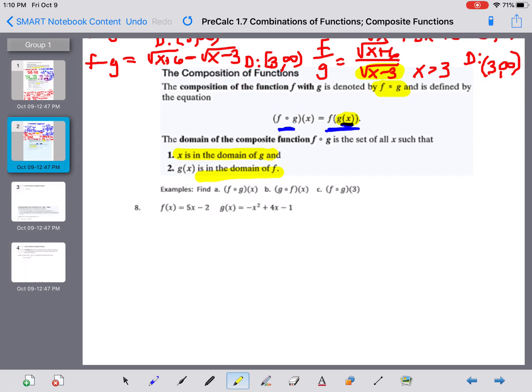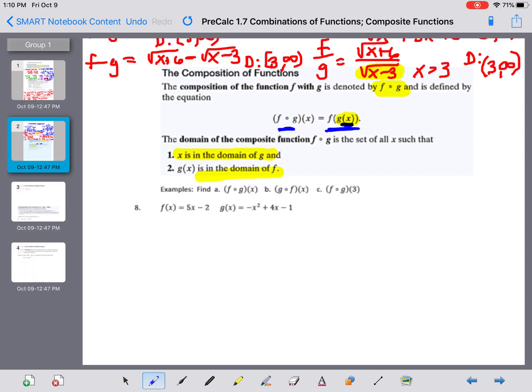So a couple different things we're going to go through here. Just to show you there is a difference depending on the order they give you the composition of. So the first one, f of g of x, then we're going to flip it for g of f of x, and finally we're going to actually do one with a value, find f of g of 3, okay? So one at a time here.